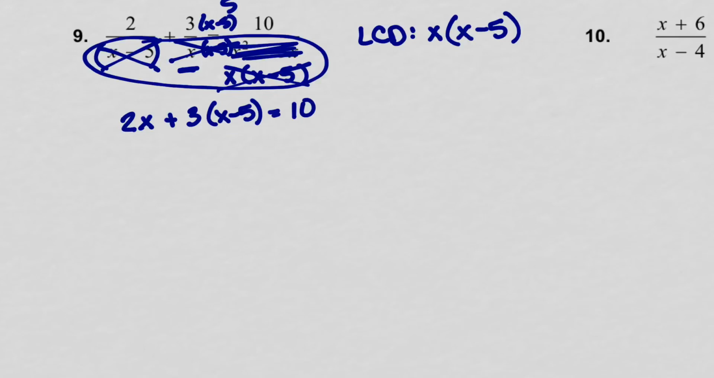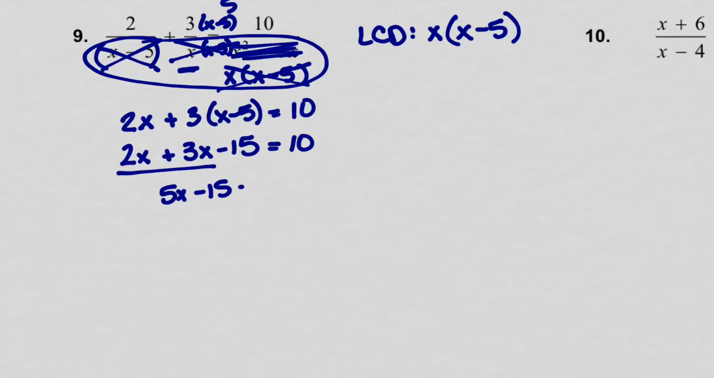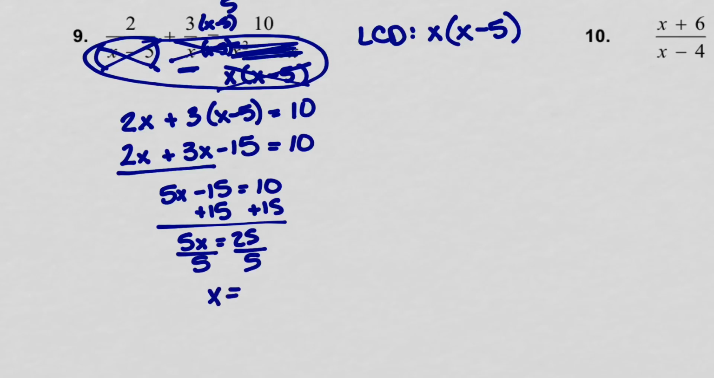Okay, so I have to distribute that 3. So I'm going to distribute that real quick. Combine some like terms. So I get 5x minus 15 equals 10. Add 15 to both sides. 5x equals 25. I'm going to divide both sides by 5, and I get x equals 5.